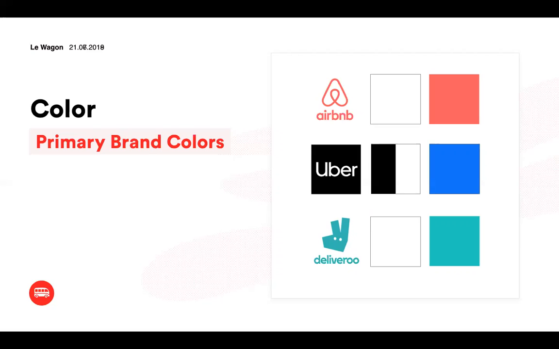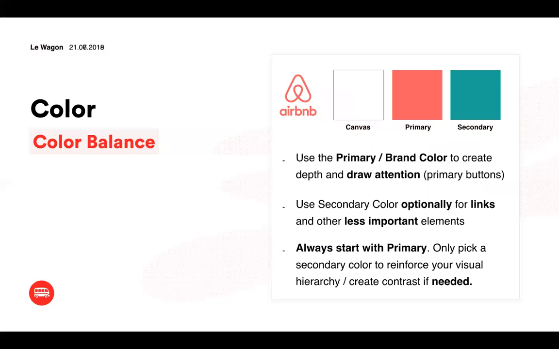The most important thing is then how do you actually play with the application of these colors on your app. And we're gonna see it in the next slide. And Deliveroo has this super vivid green, and they are mainly an app that has a light theme, so the canvas is always white. So let's have a look at Airbnb.